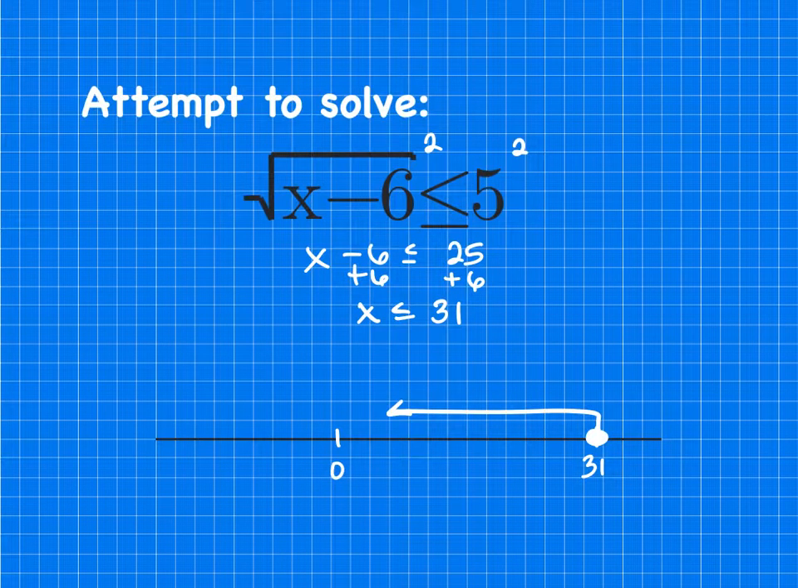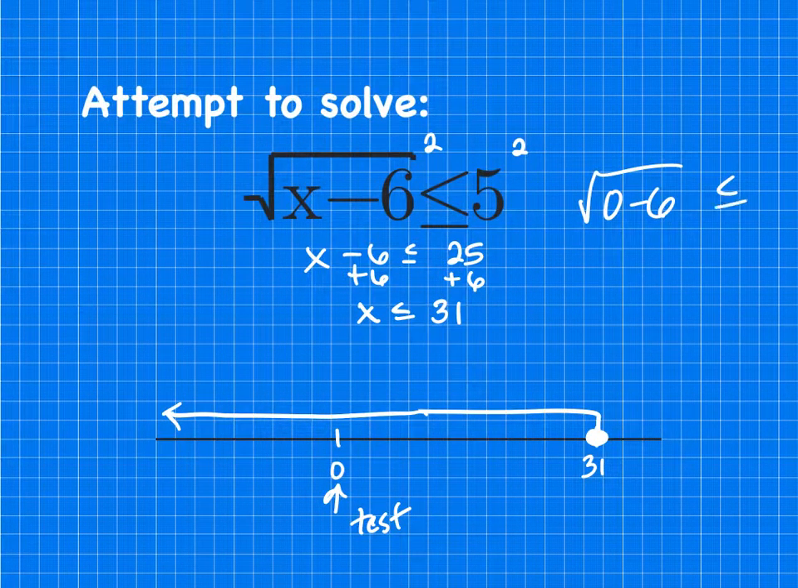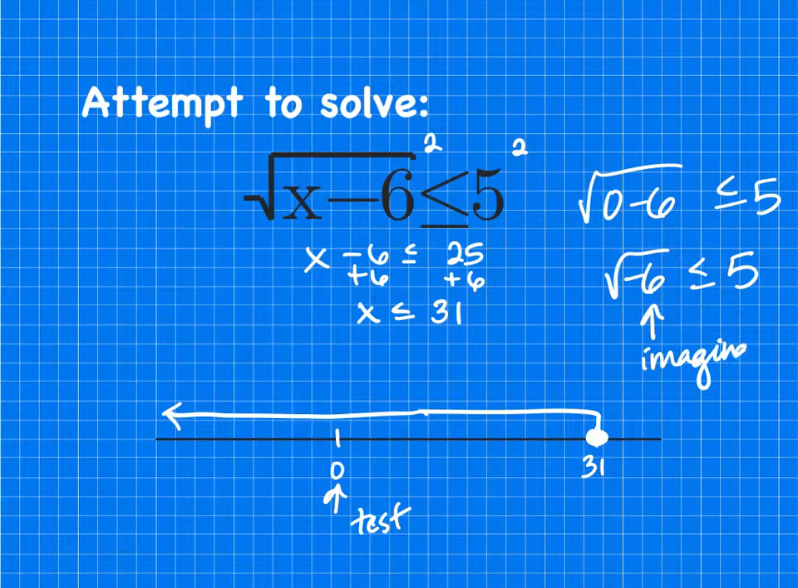The problem with this is if I keep going out to infinity, I run into a problem. Because if I test 0, if I put 0 in for x, if the square root of 0 minus 6 is less than or equal to 5, I'm left with the square root of negative 6. And the square root of negative 6 is an imaginary number. This is not something that we can put in real terms as being less than or greater than 5.